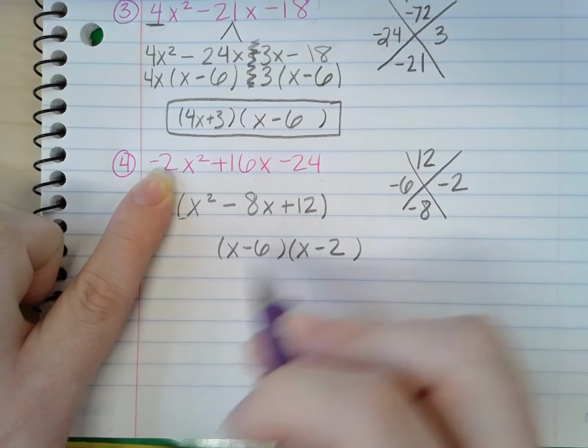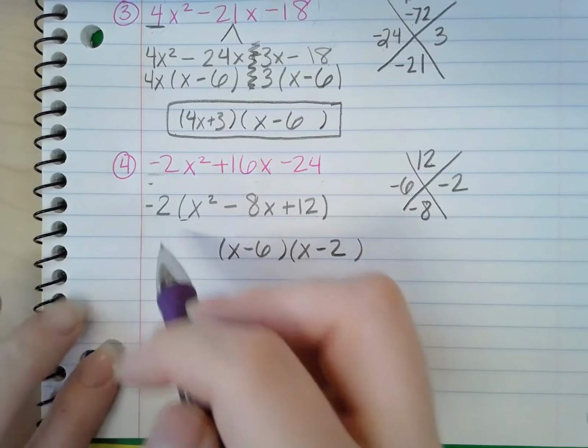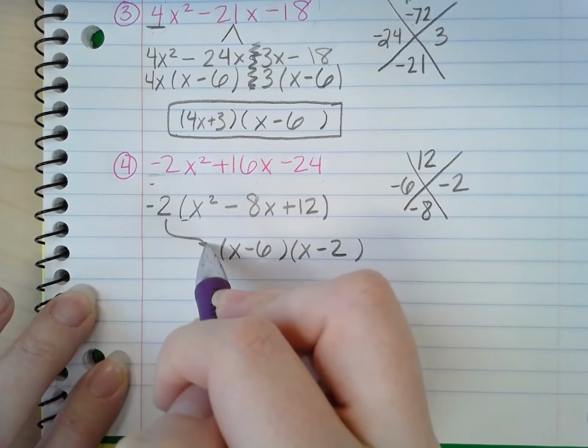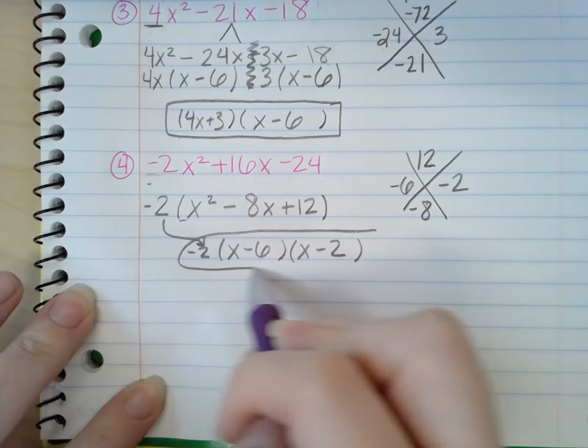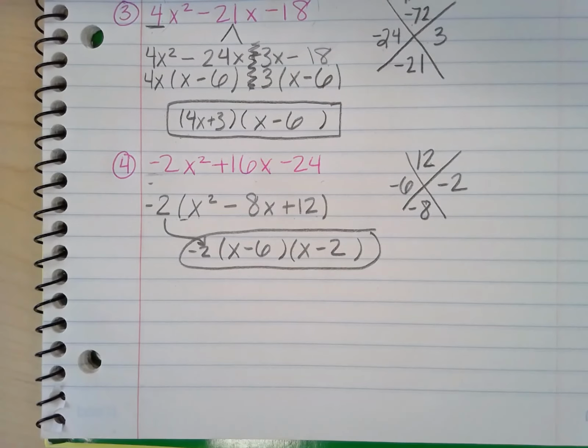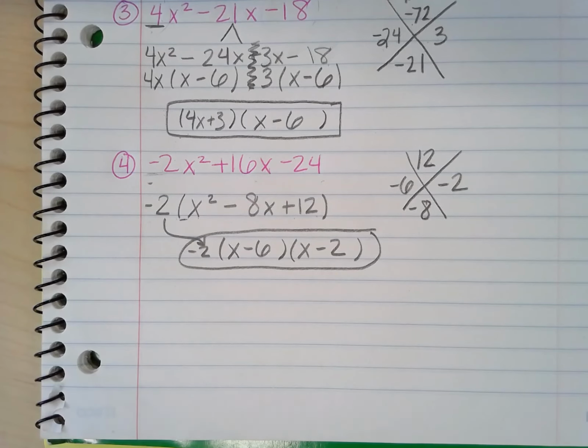This would normally be my final answer, except the number that I took out has to stay on the outside. So I just have to slide it on down. So my final answer is negative 2, x minus 6, x minus 2.